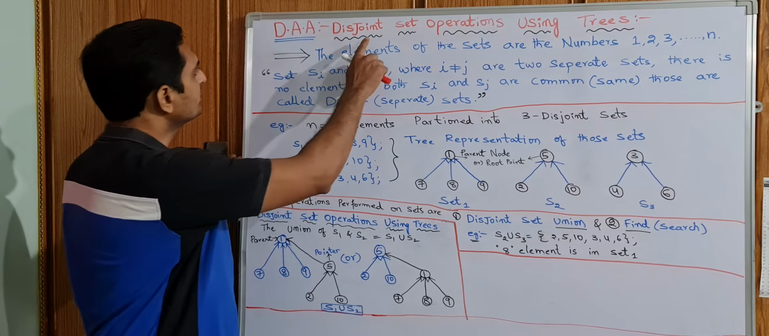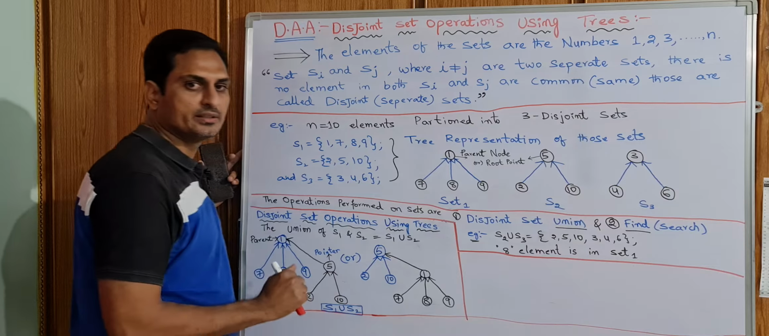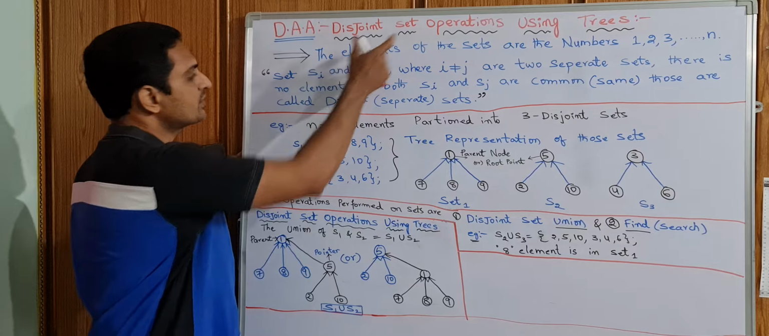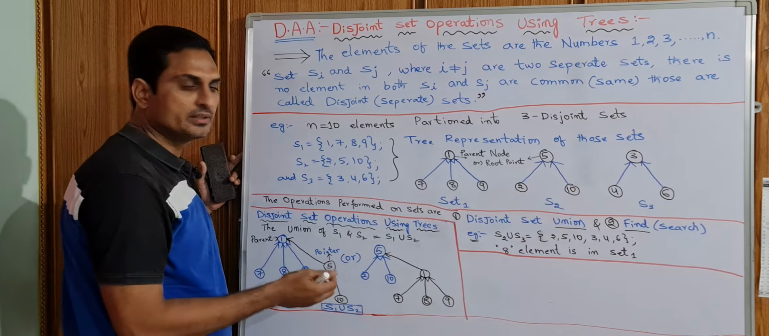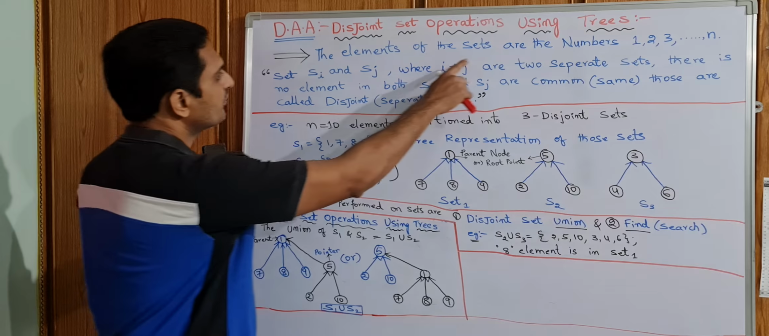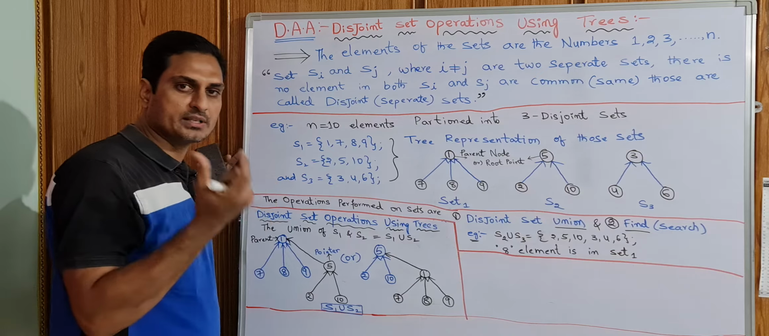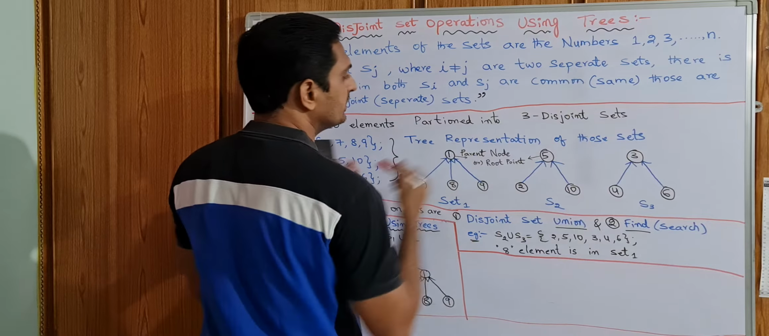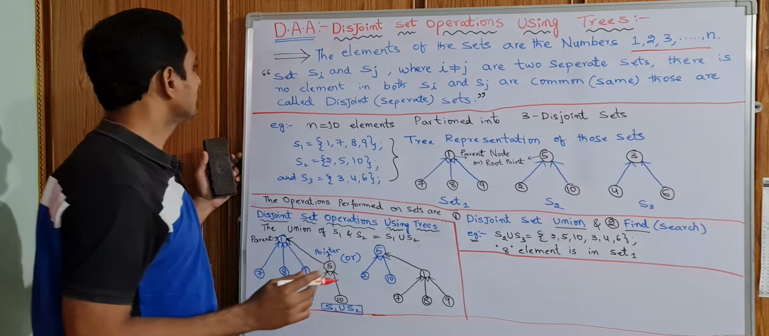Today we are going to discuss disjoint set operations using trees in the DA subject. First we will see what disjoint sets are, then what the disjoint set operations are. The elements of a set are the numbers 1, 2, 3 up to n.